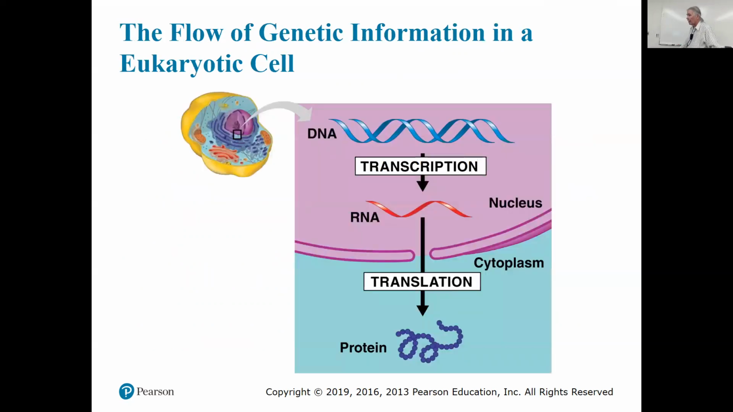So it's the flow of information, of genetic information. Transcription from DNA to RNA, then the RNA leaves the nucleus, goes to the cytoplasm, goes to a ribosome, and is translated there. That information is converted into a specific protein that has a specific order of amino acids in it that came from the information in a gene in DNA.